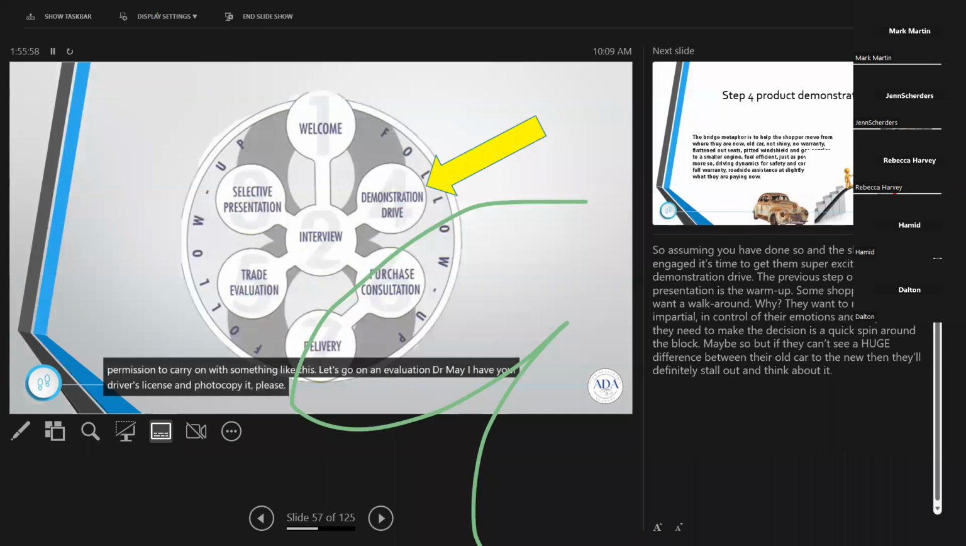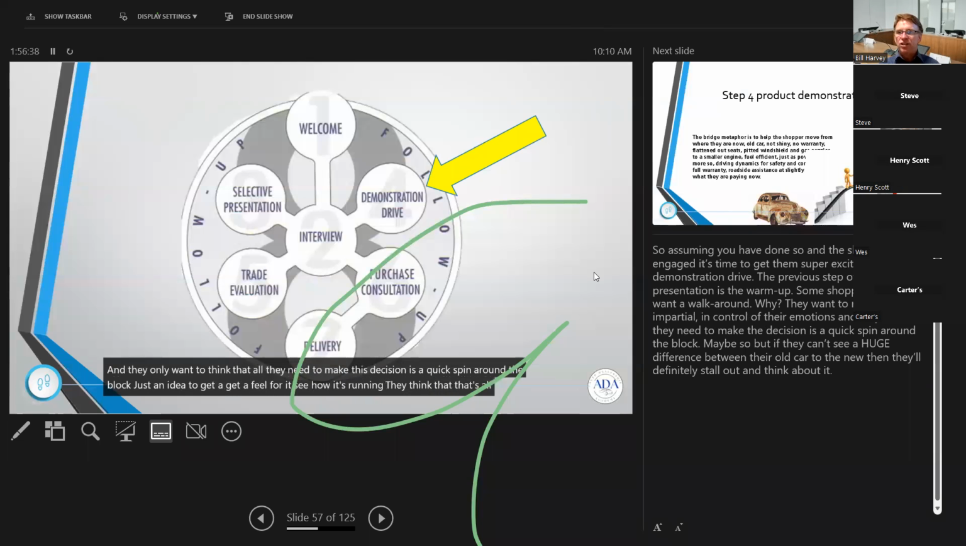So assuming that you've done so and the shopper is engaged, it's now time to get them super excited with a demonstration drive. The previous step of the product presentation is the warm-up. Some shoppers don't want your warm-up walk-around. Why? They want to remain impartial. They want to remain in control of their emotions. And they only want to think that all they need to make this decision is a quick spin around the block. Just an idea to get a feel for it, see how it's running. They think that that's all that they need to know.